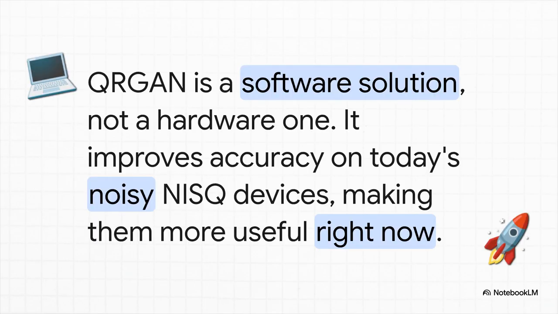So when you boil it all down, what's the big takeaway here? Why should you care? Because this is a huge deal. QR-GAN shows us we don't necessarily have to wait for someone to invent perfect quantum hardware. This is a brilliant software idea that makes the messy, noisy hardware we already have today much more powerful and useful. It's a clever algorithm that's bridging the gap between where we are and where we want to be.